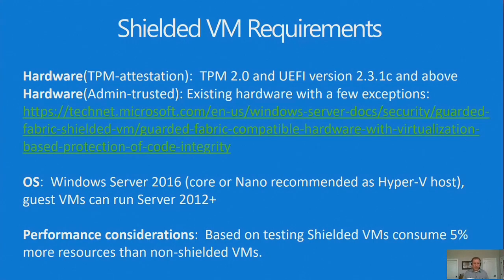But the problem with that is TPM 2.0 is fairly new, so a lot of hardware that you purchased recently may not have TPM 2.0 in it. So there's a bridge here with admin-trusted attestation, which is essentially using a security group in AD for this service. You say, okay, these machines in this group have been attested as best as we possibly can, and we're going to trust machines in this group to run shielded VMs. So it's kind of a bridge.